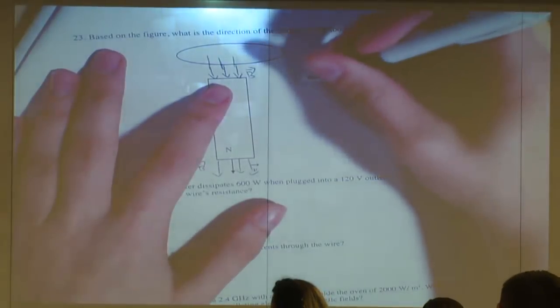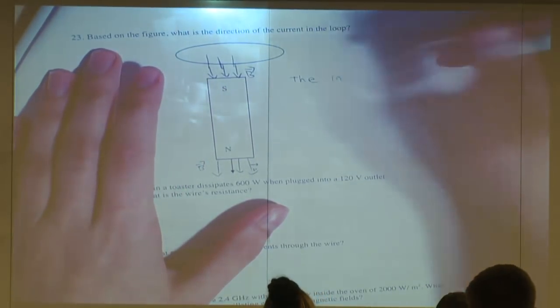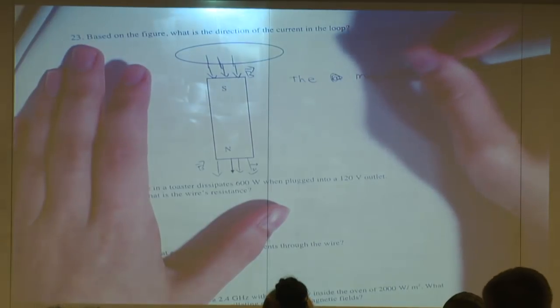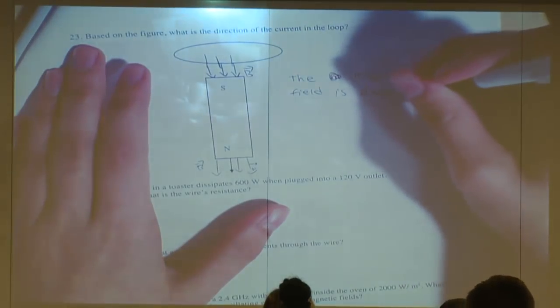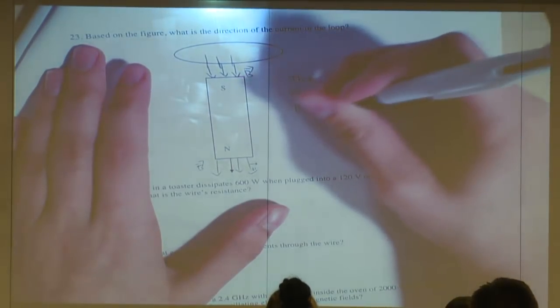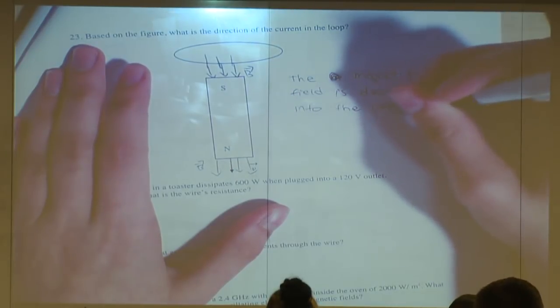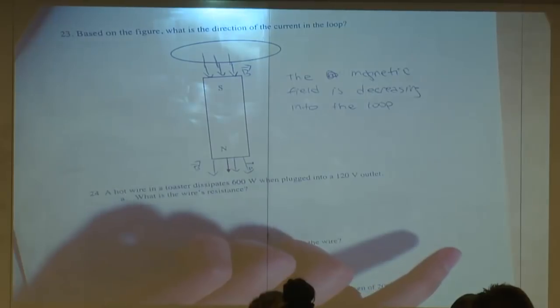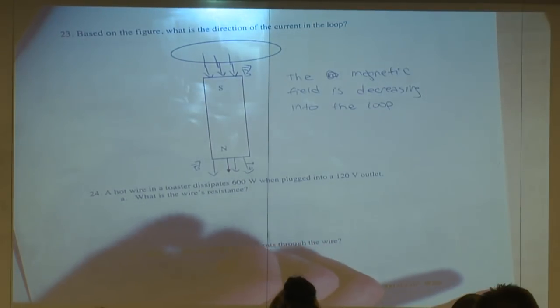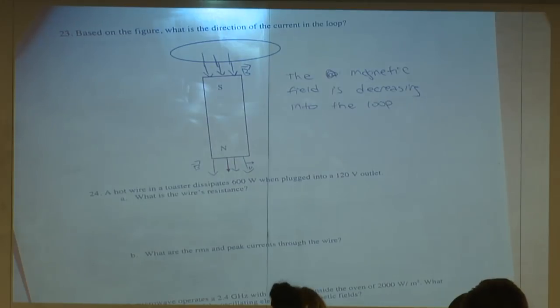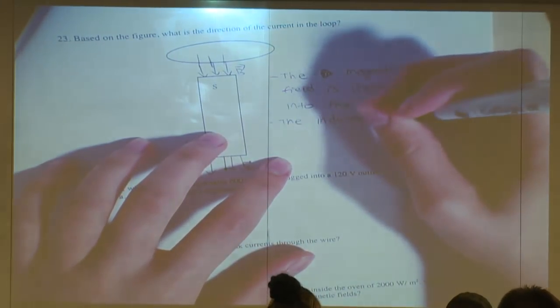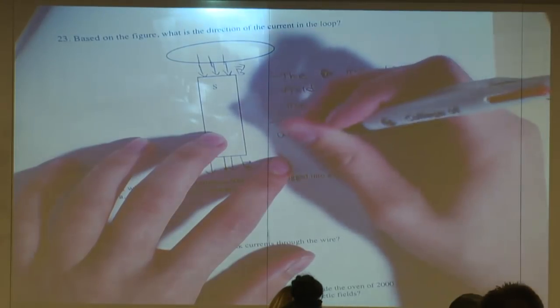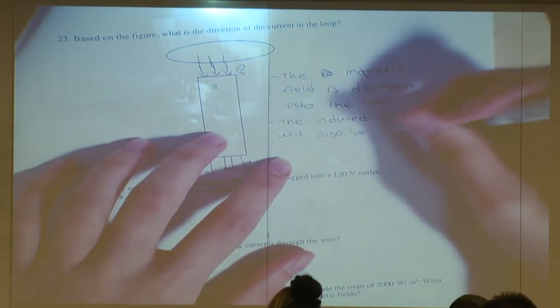So the magnetic field is decreasing inward, decreasing into the loop. Okay, so if you guys remember, whenever it's decreasing, the induced field is going to be in that same direction, right? Because it wants to oppose. Because there's less and less, and the loop is like, no, I need more and more to go in. So the induced field will also be into the loop.